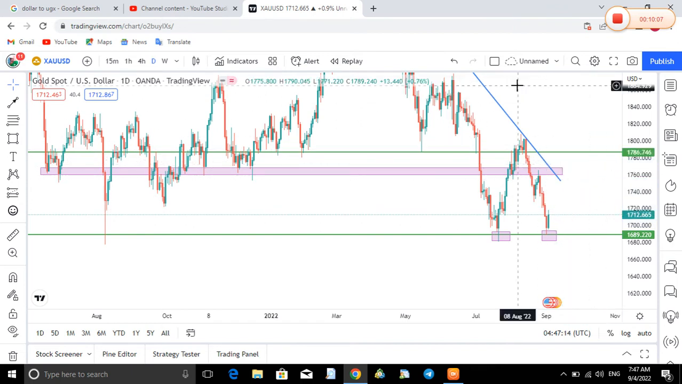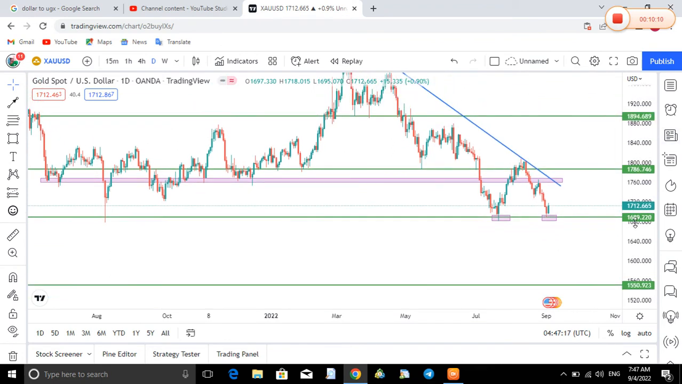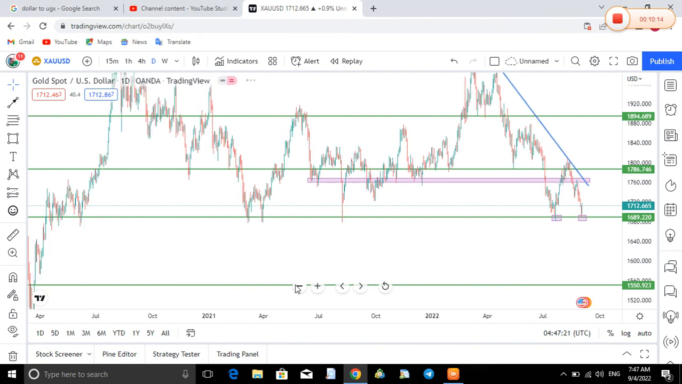So if you're trading gold, I think for next week you just jump in for the buy, because we have a lot of confirmation. First, we have a reversal pattern. Secondly, we have a double bottom.